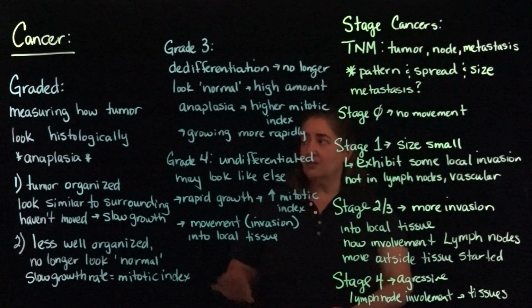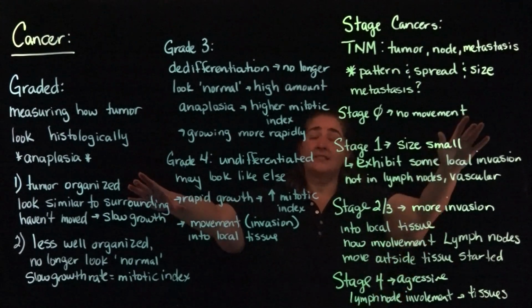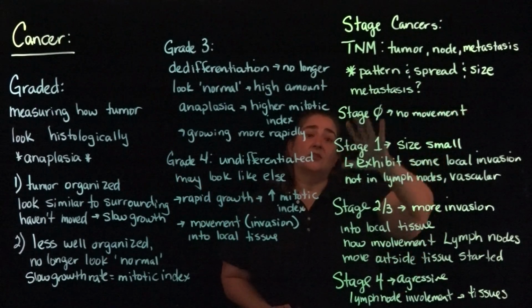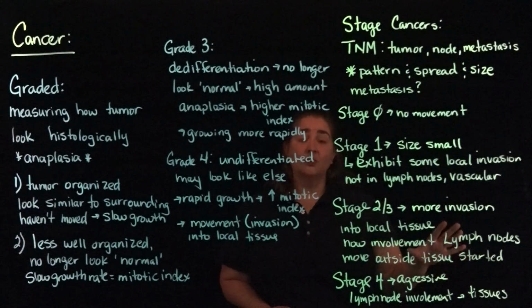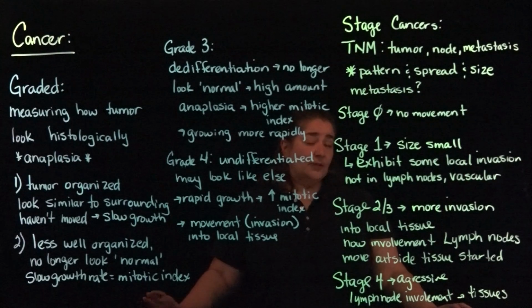Okay? So that's just kind of a short differentiation between grading and staging. Grading is looking at the histology through a microscope. Staging is looking at where the tumor cells are found within the body. Okay? Hopefully that all makes sense. If you have questions, please let me know.